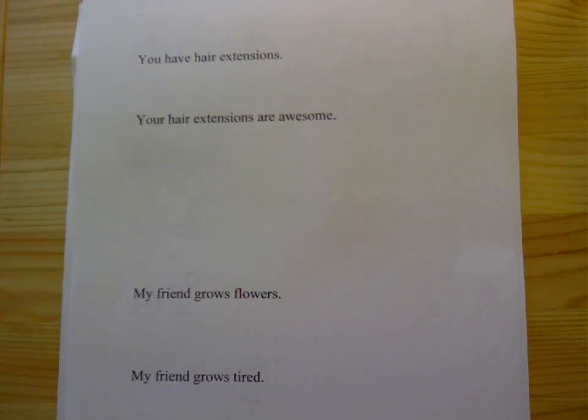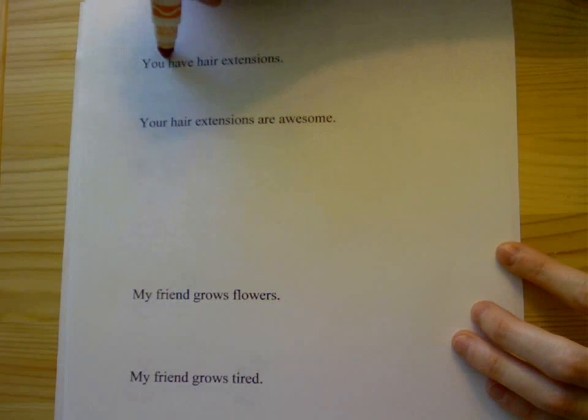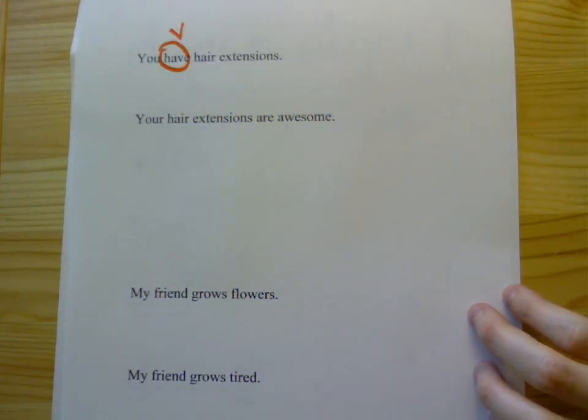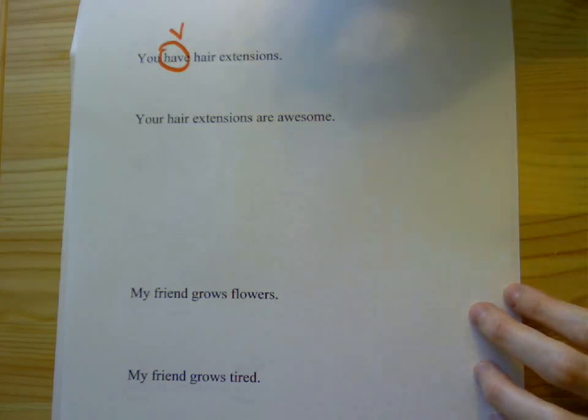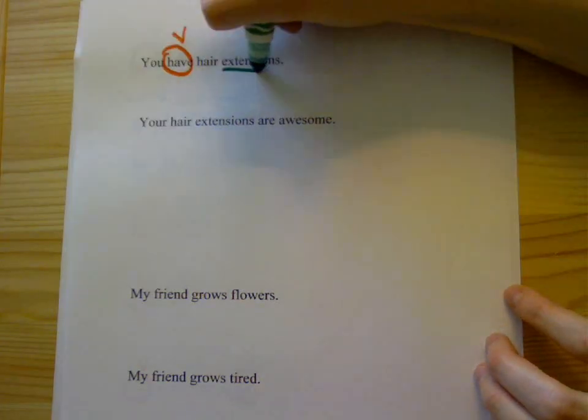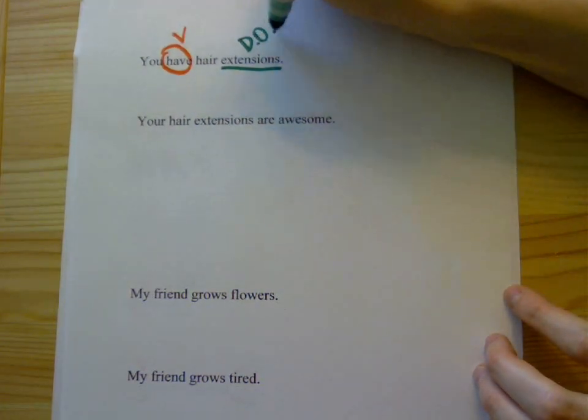First sentence. You have hair extensions. All right, first thing we always do, let's find our verb. Have is our verb. Okay, and now we're going to ask our question. You have what? Again, we have hair extensions here. So we need to figure out which part of that is going to be your direct object. Now remember, extensions is our noun here, and hair is modifying that. So our direct object is extensions.